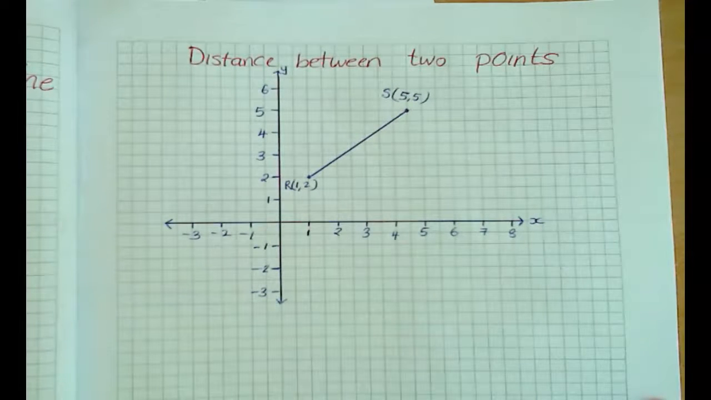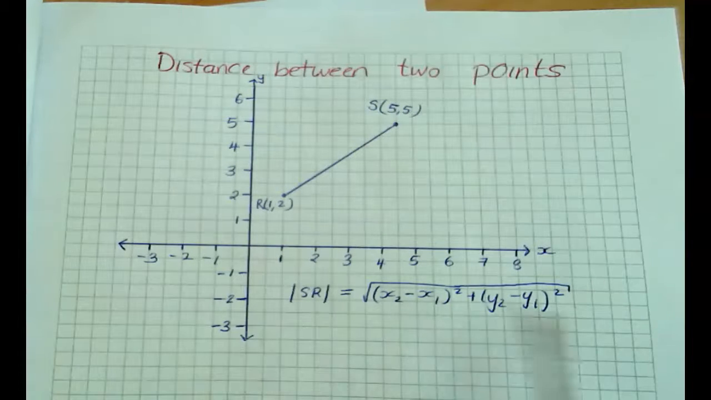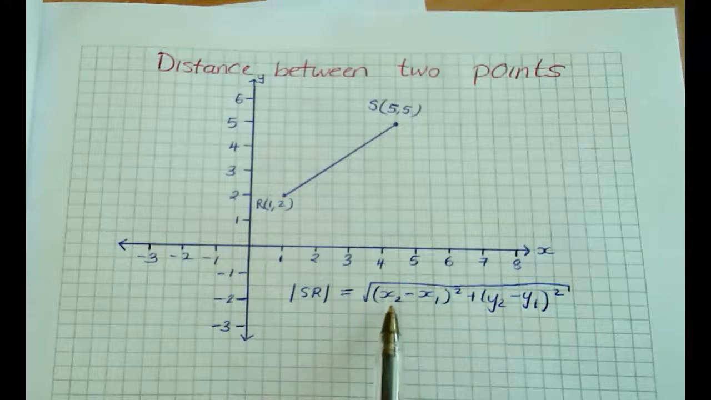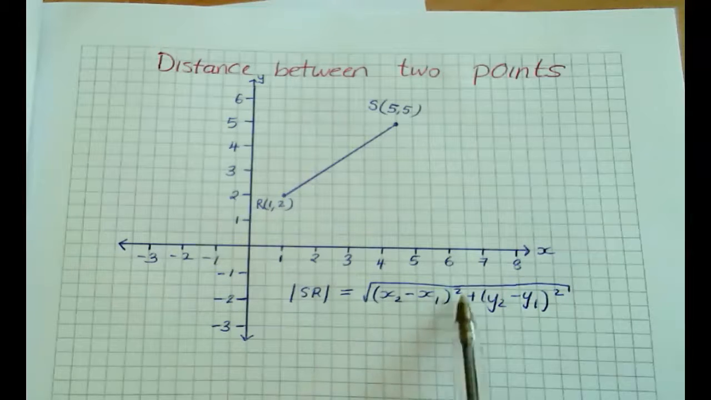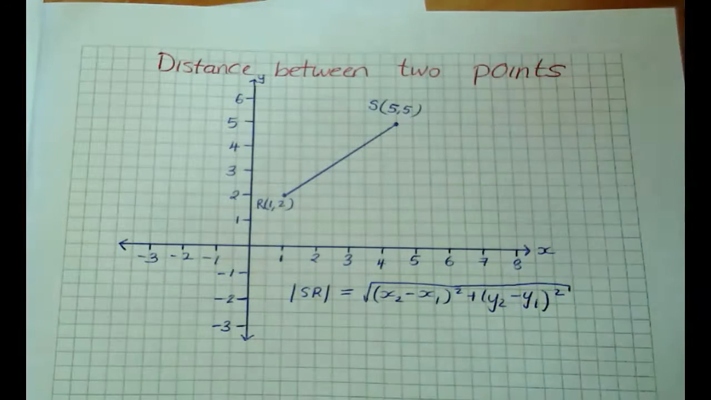So we're given a formula in the log tables to help us do this. You don't need to learn it off, it's in the log tables. But if we're wondering where the formula originates from, I'll just write it out for you first. This is the formula, given to us in the log tables on page 18. It's the square root of x2 minus x1 all to be squared plus y2 minus y1 all to be squared.